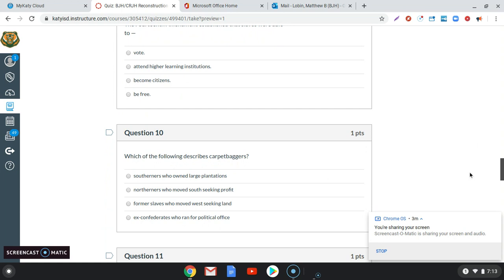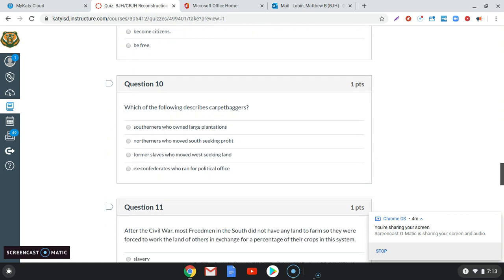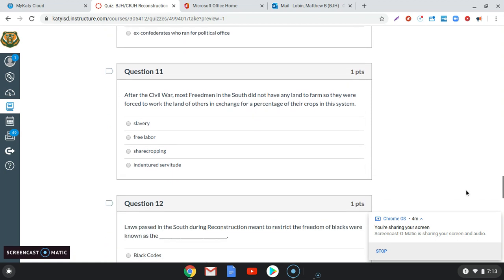Question 10. Which of the following describes carpetbaggers? Southerners who owned large plantations, Northerners who moved south seeking profit, former slaves who moved west seeking land, ex-Confederates who ran for political office.